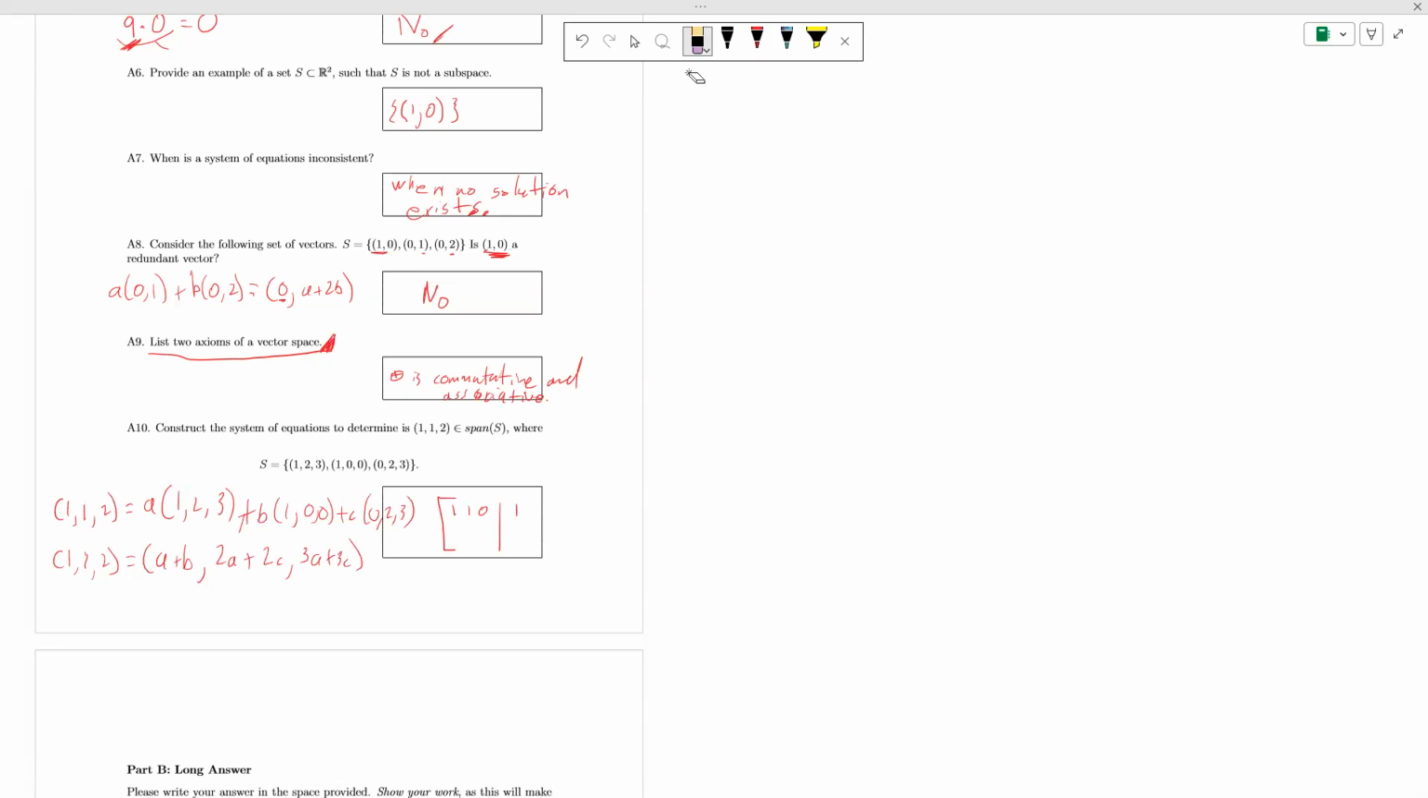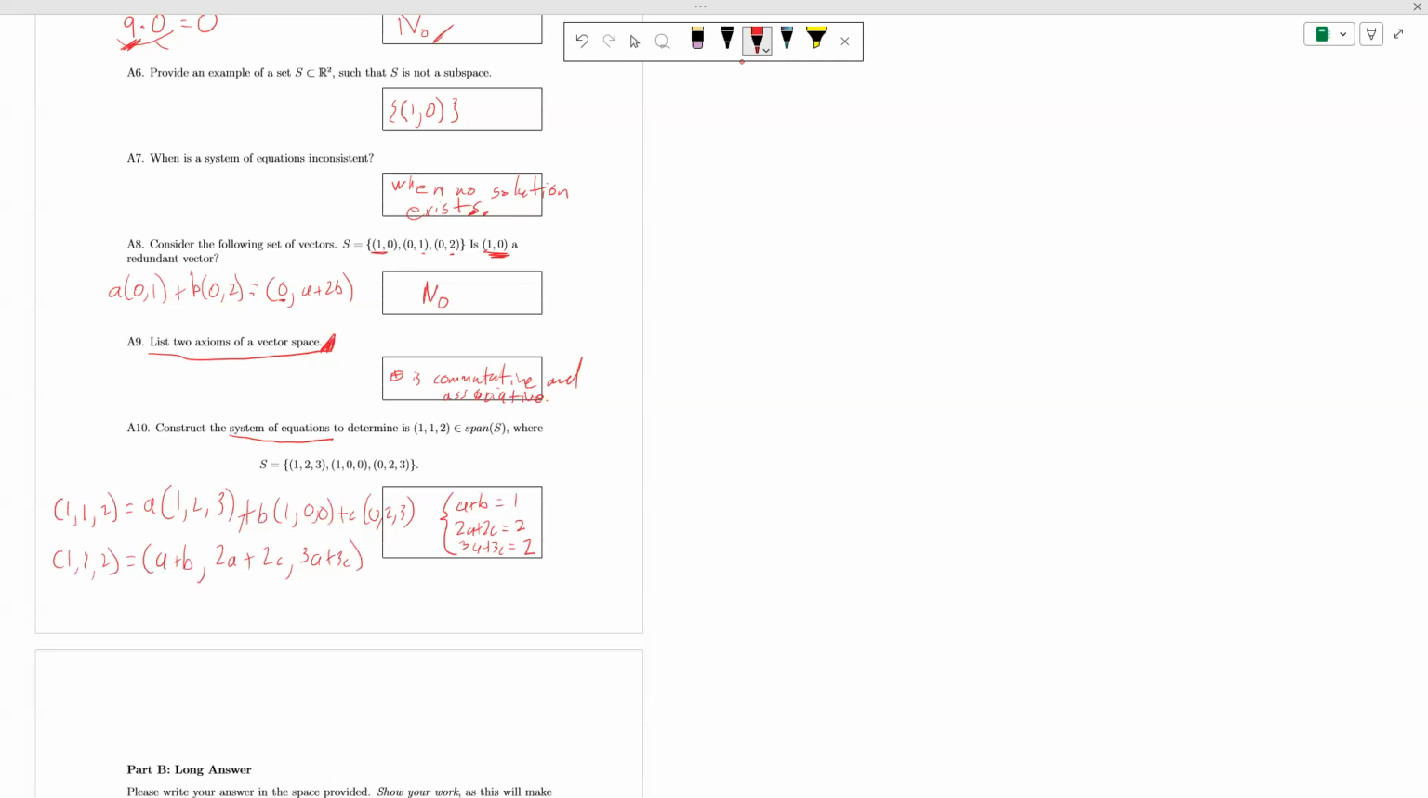Oh, that's not a system of equations. I was going to the augmented matrix. Let me make a system of equations, not an augmented matrix. So the system of equations is a plus b equals 1, 2a plus 2c equals 2, 3a plus 3c equals 2.